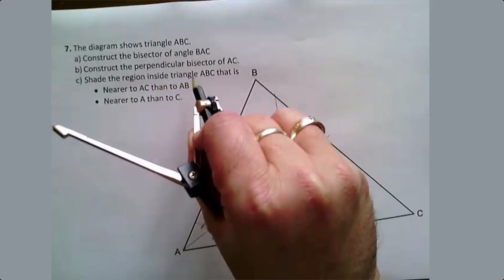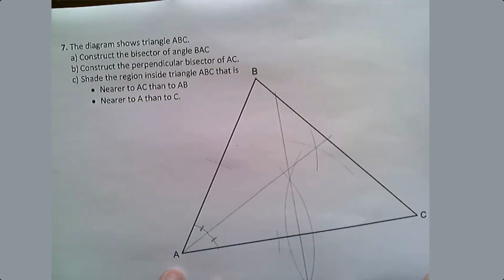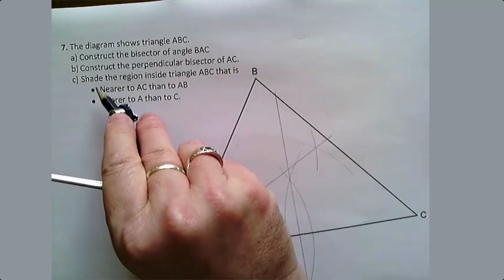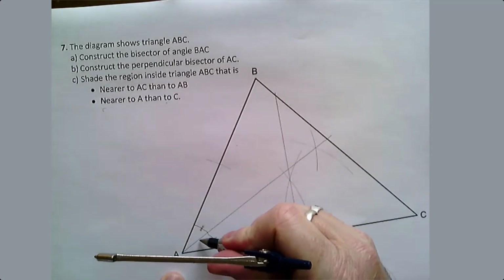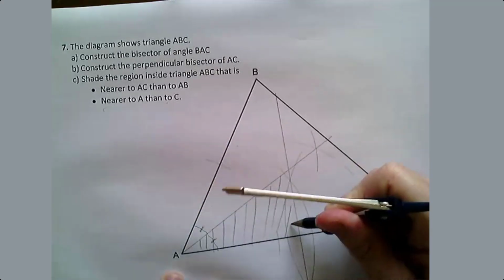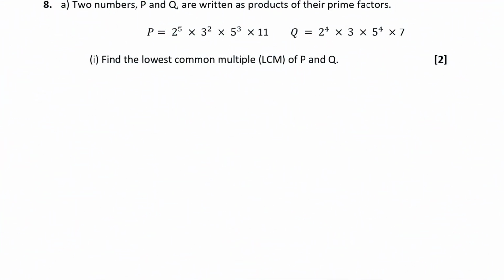So we want to shade the region that is inside triangle ABC that is nearer to AC than to AB. So nearer to AC than to AB is going to be below this angle bisector then, isn't it? And nearer to A than to C is going to be the left-hand side of this perpendicular bisector. So the area that we want is this triangle in here. So it's below the angle bisector and to the left of the perpendicular bisector. All done. Good job.